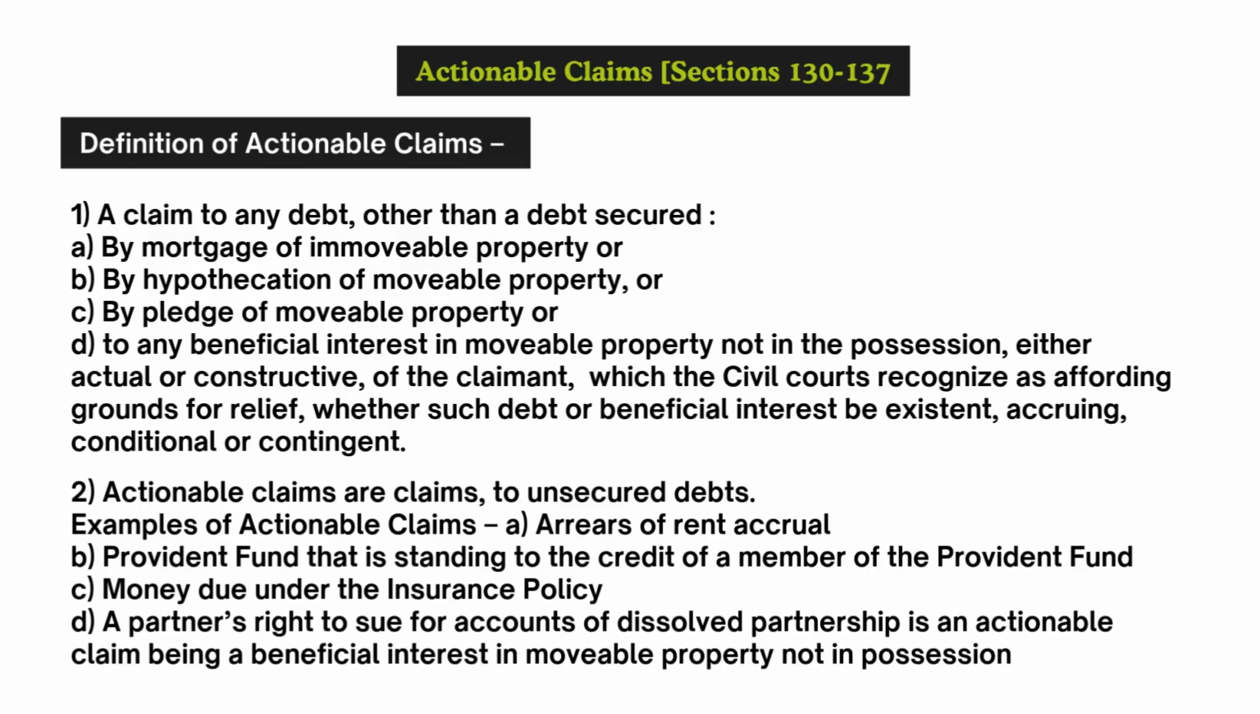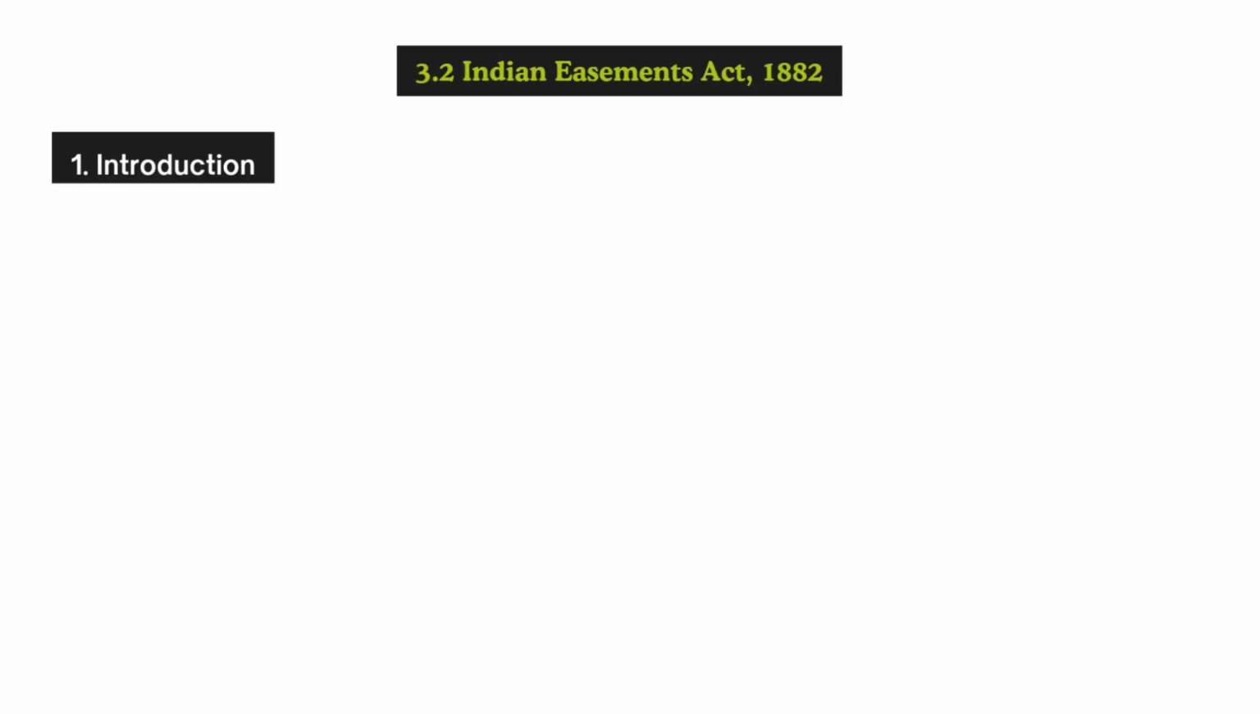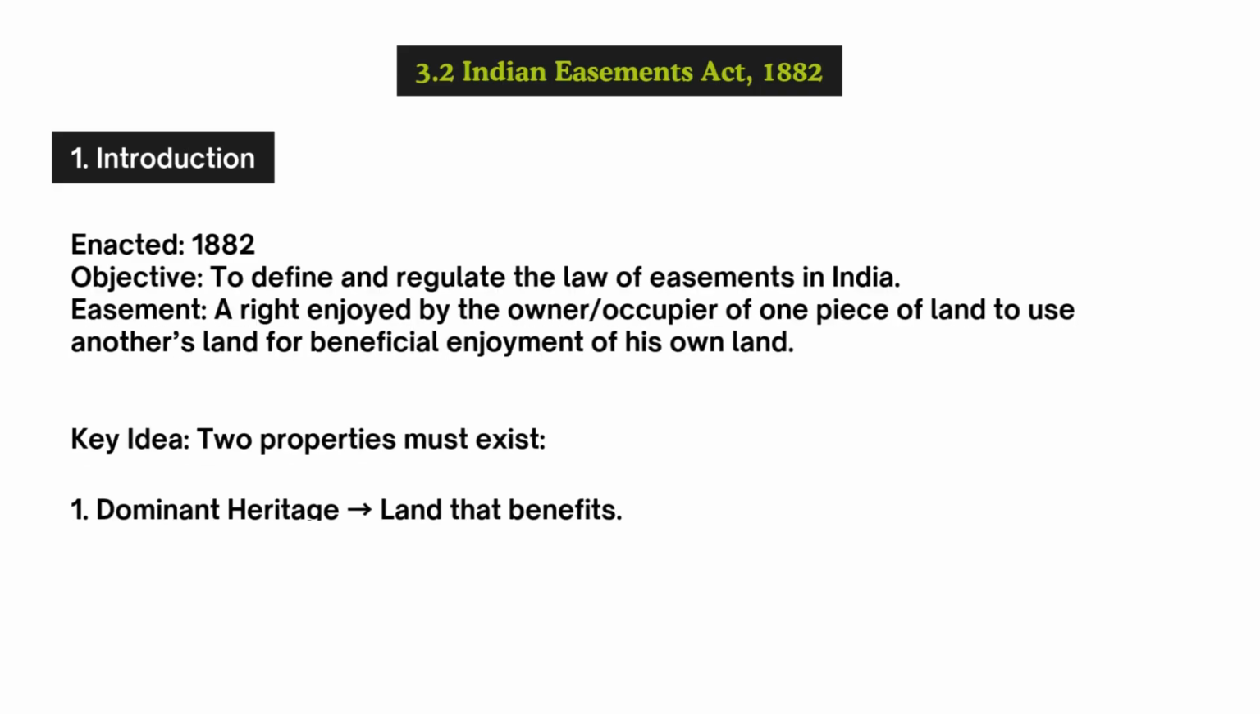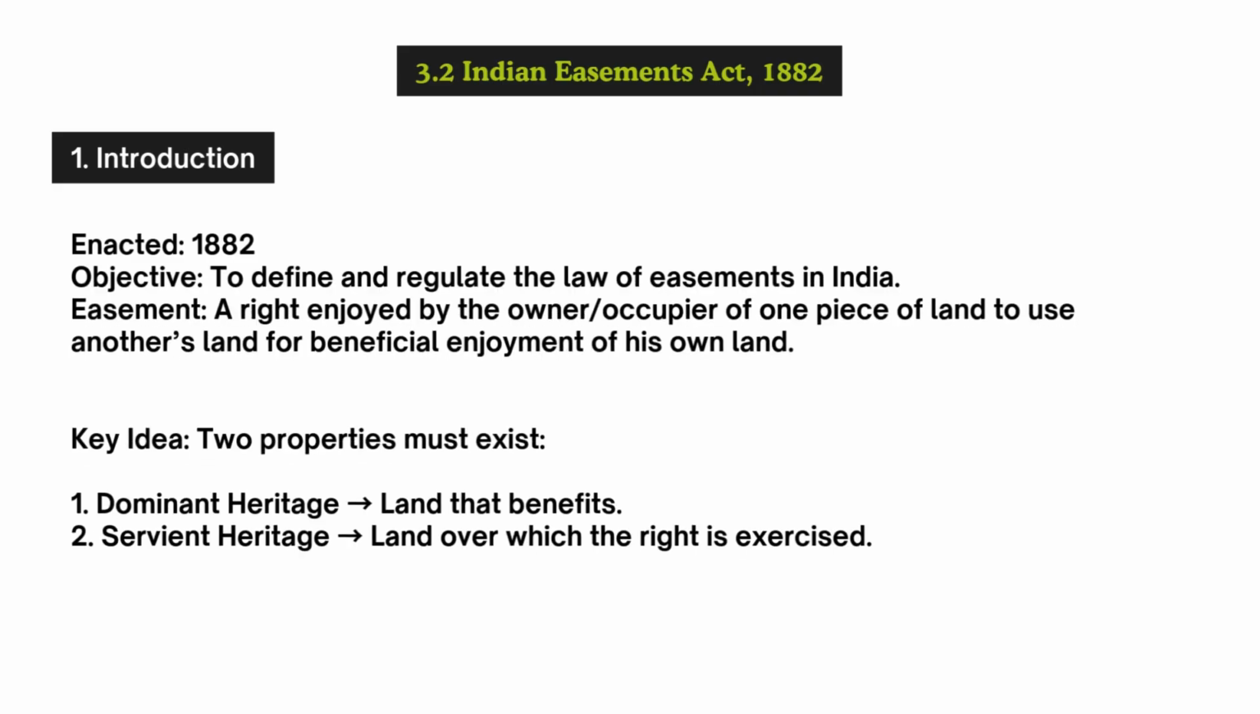Examples of actionable claims. Now 3.1 Indian Easements Act, 1882. 1. Introduction. Enacted in 1882. Objective: to define and regulate the law of easements in India. Easement is a right enjoyed by the owner or occupier of one piece of land to use another's land for beneficial enjoyment of his own land. Key idea: two properties must exist: dominant heritage, land that benefits; servient heritage, land over which the right is exercised.